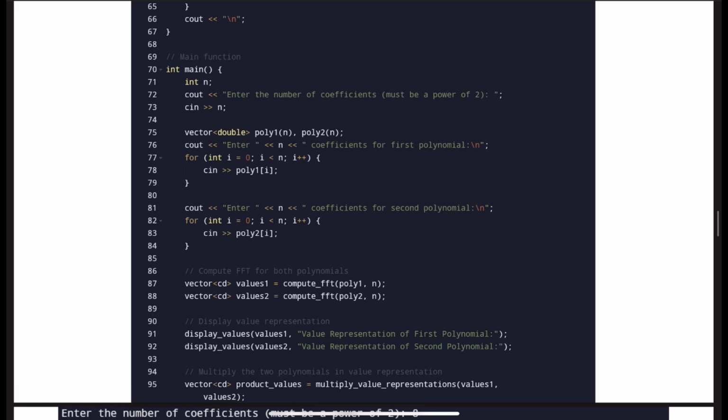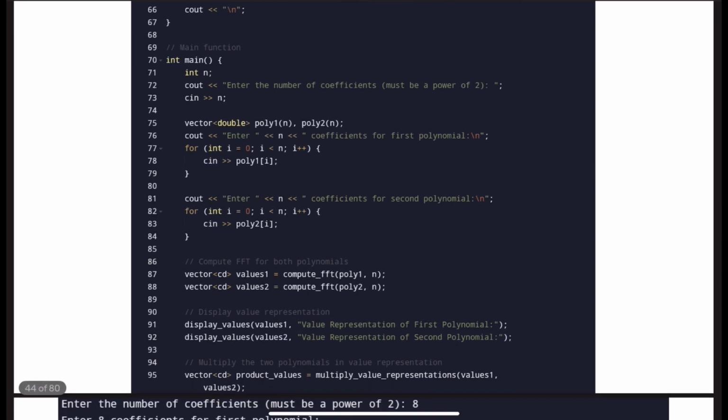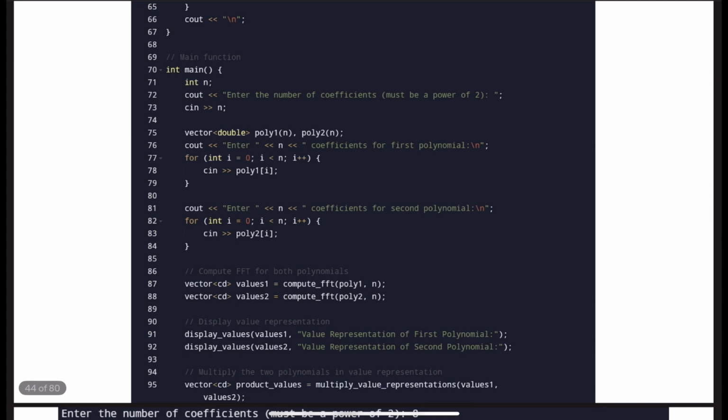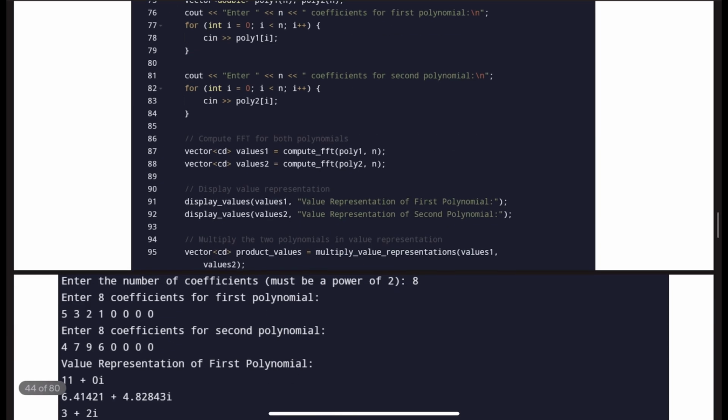Next, the program asks the user to input the number of coefficients. So here's the number of coefficients. Then the FFT of both polynomials is computed using the compute FFT function, which we have seen in the slides above. Then finally two polynomials are multiplied in the value domain using multiply value representation. That is also what we have seen above.